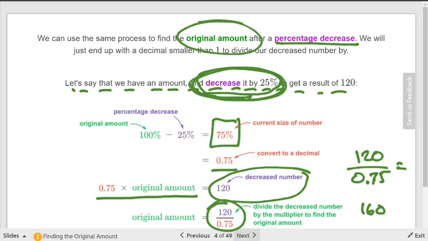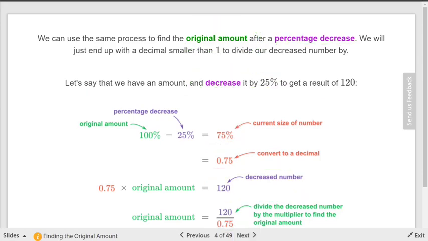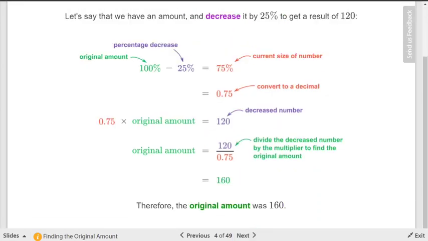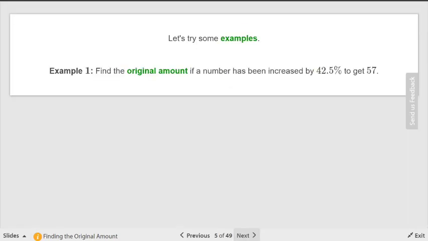All right. So if you're looking for the original, you're not going to multiply it. You're going to divide it. That's all there is to it. Now, see, there you are. 160 was your original number. Right. Okay? All right. Here we go. Let's try some examples. Flipping directions always messes with everybody.